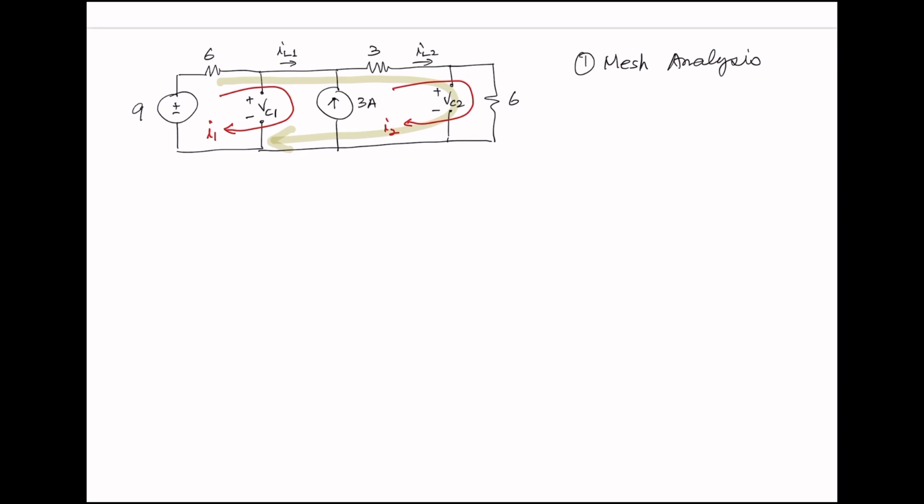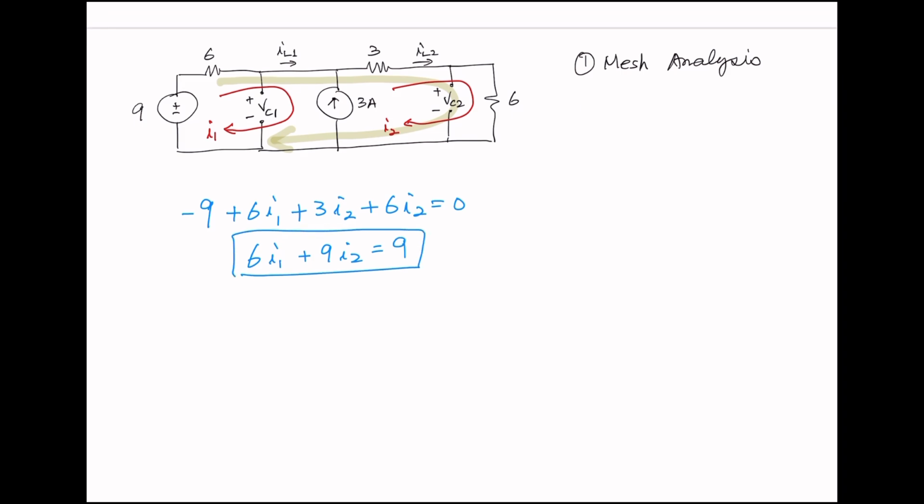Starting from the left-hand side, the independent voltage source, that's 9 volts. So following the direction, -9 plus 6I1 plus 3I2 plus 6I2 equals 0. So we're going to simplify this a little bit, and that is 6 times I sub 1 plus 9 I sub 2 equals 9. So now we have one equation.